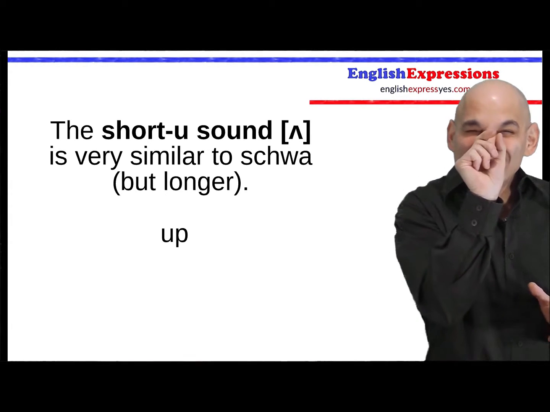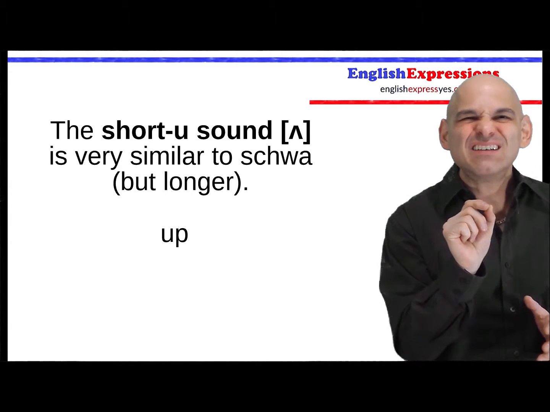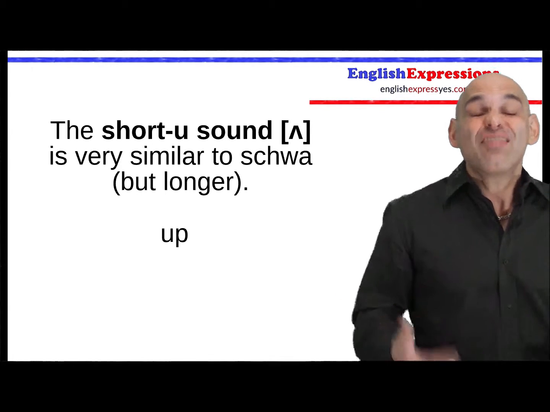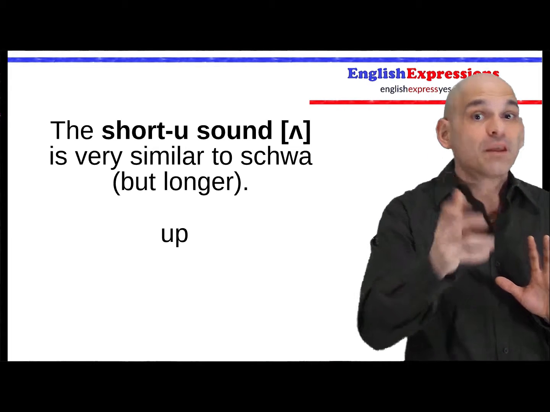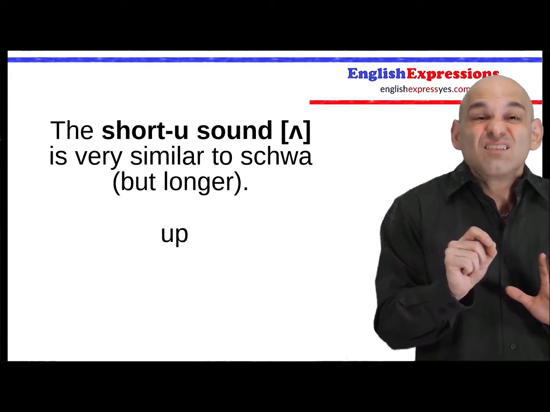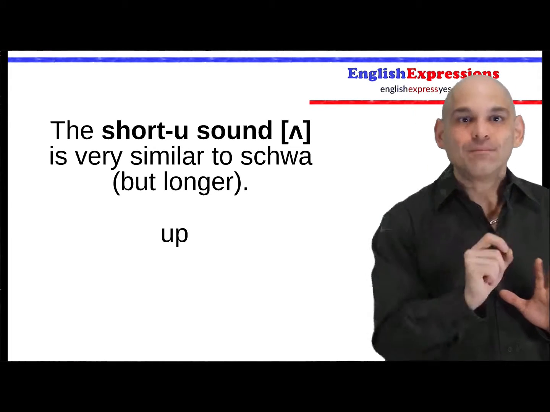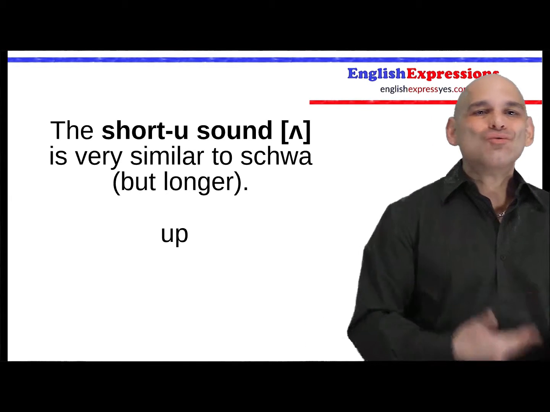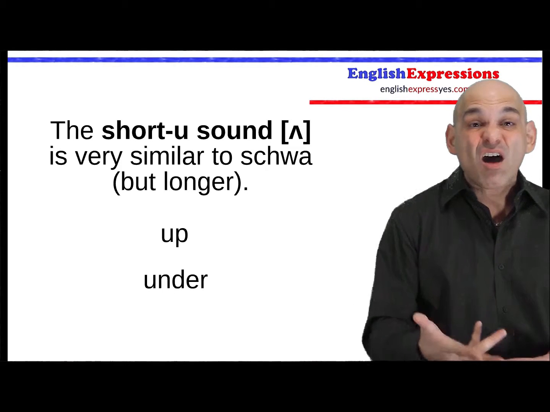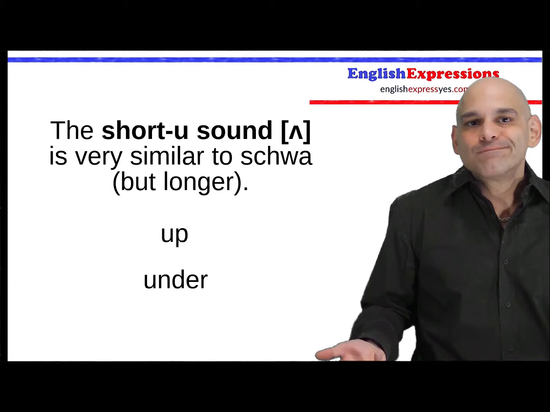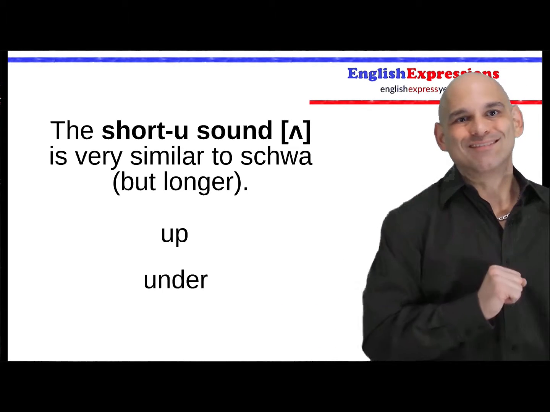Now, schwa is really short. It's not really "uh." But I say it long so you can hear it. Really, schwa is half. It's tiny. So when you use schwa for "up" or "under," which is another one, or "upon," it's almost like schwa. So don't worry about the short U sound.